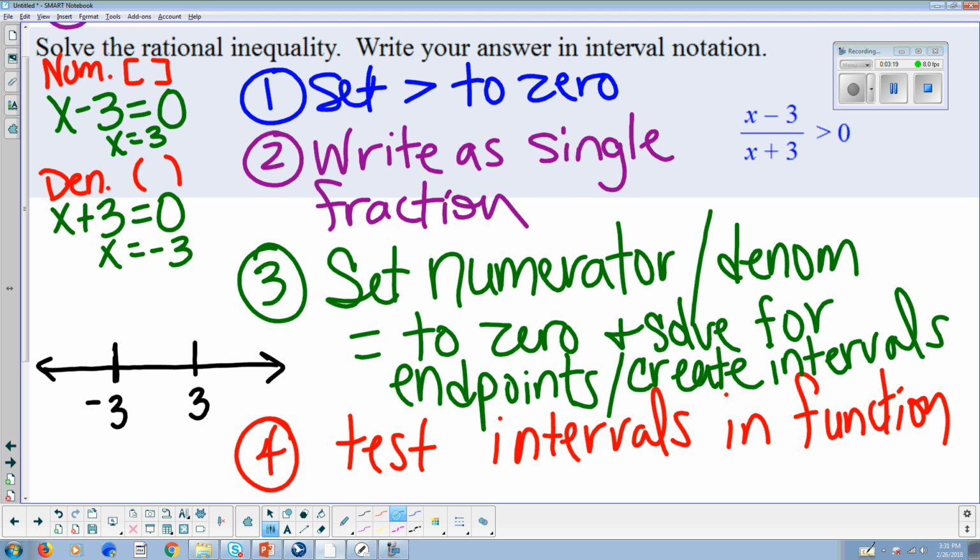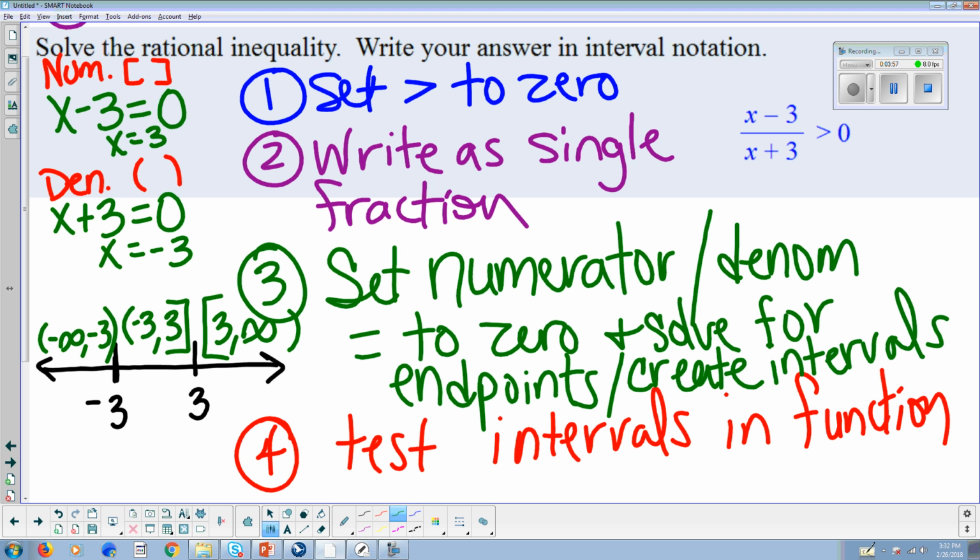My intervals would consist of these 3 sections of the number line. The first section would go from negative infinity to negative 3. Negative 3 came from the denominator, so it gets a curvy bracket. Second interval is from negative 3 to 3. Positive 3 came from the numerator, so it's going to get a square bracket. And the third interval goes from 3 to infinity. And 3 came from the numerator and gets a square bracket.